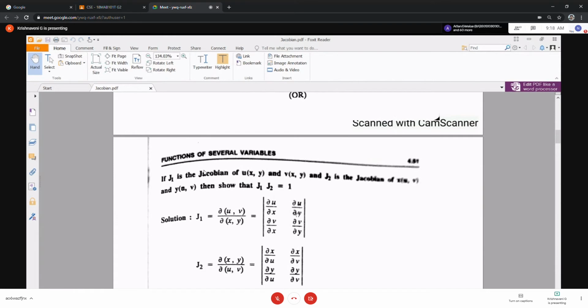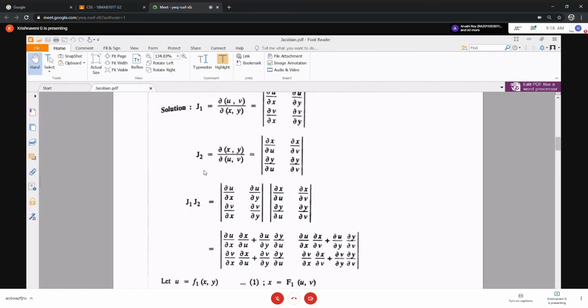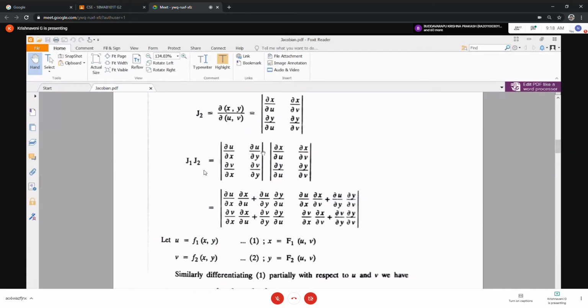We know how to write the determinant. Similarly, we can write for J2. J2 equals dou of (x, y) by dou of (u, v). Here x and y are with respect to u and v. Just write the determinant for dou of (x, y) by dou of (u, v), and then write J1 into J2. This is the J1 determinant, the second one is the J2 determinant, and then multiply these two, and you will get the next determinant. Okay, guys, understood up to J1, J2?